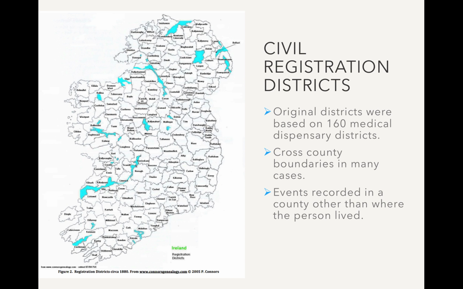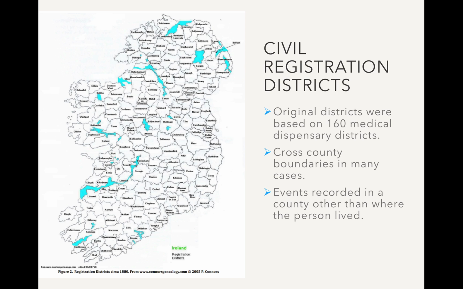Now, the civil registration districts are important to understand in Ireland, just as they are in England and other British Isles areas. Originally, the districts were based on 160 medical districts. And they cross the boundaries of the counties in many cases. So if you're looking at a specific county and you can't find records on your family and you're really convinced they should be there, you need to look at the civil registration districts and the parishes in separation from the county, because they all had different lines, they all had different boundaries, and it's important to understand what those districts were.